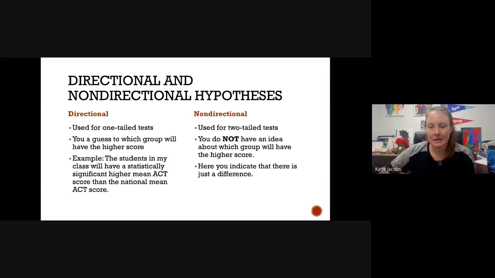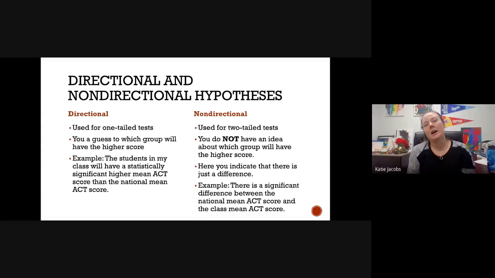So here I have some examples for you. Again, I separated these out into two different columns. So we have directional hypotheses used for one-tailed tests. You guess which group will have a higher score. So for example, the students in my class will have a statistically significant higher mean ACT score than the national mean ACT score. And this is actually something that we could test. And this may be what we test in our next unit, because you'd use a one-sample z-test to test that.